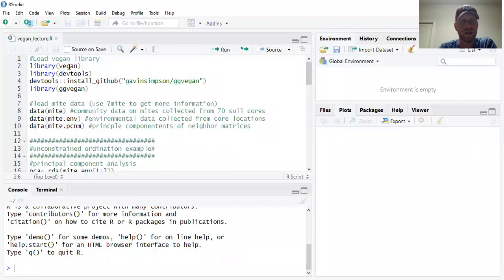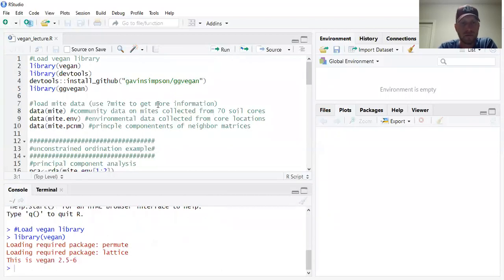So you'll need to install and then load the library for vegan if you haven't done that already. There are some dependency packages that'll be loaded along with it. And then I found on GitHub a package called ggvegan that's helpful for creating plots from some of the multivariate ordinations that I'll show you today. As I think we talked about early in the semester, sometimes packages, before they're completely stable or completely developed and before they go onto CRAN, you can download them from GitHub.